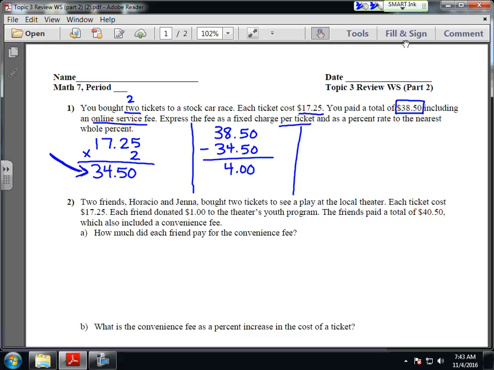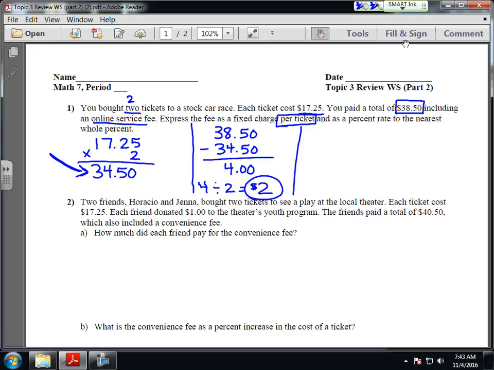They want to know how much did they pay per ticket. What do I have to do with that $4 to find out how much they paid per ticket? Right now, that's for 2 tickets. I want it for 1 ticket. Yeah, I have to do $4 divided by the 2 tickets. And I get $2. That's the service fee that they paid.